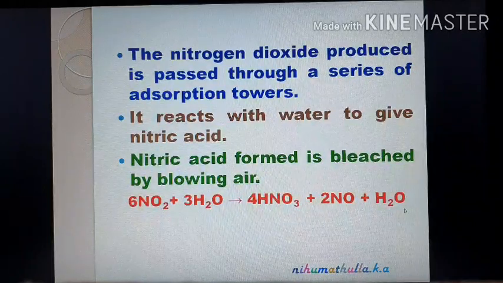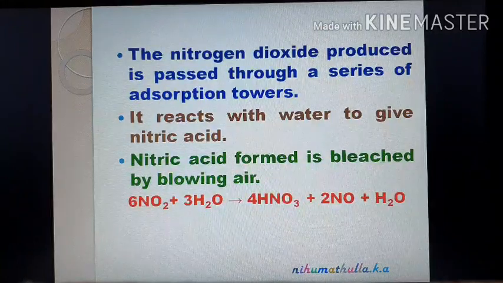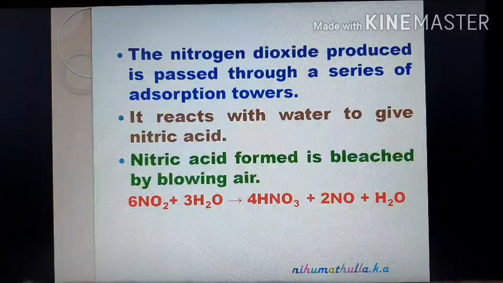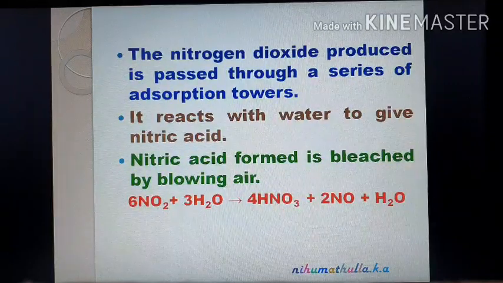So we have only two methods of preparation. One is from sodium nitrate or potassium nitrate, and the other is the commercial method of preparation, that is the Ostwald process. Now we are going to see how these reactions take place and how to balance these reactions.